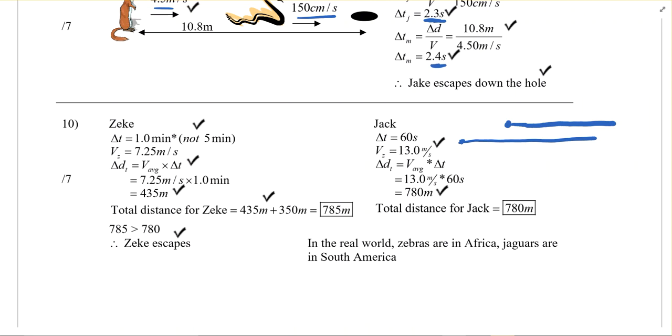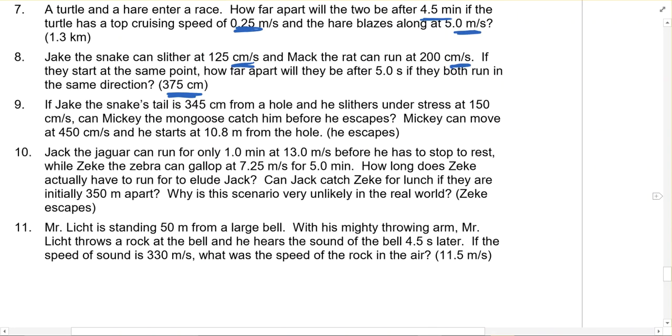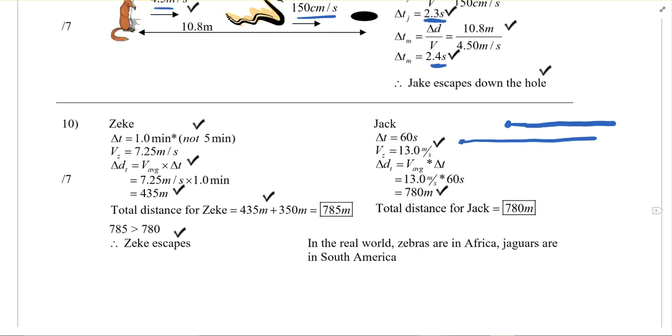the time for Zeke is going to be 1 minute, not 5 minutes, right? Because the question says that Zeke the Zebra can gallop at that many meters per second for 5 minutes. I don't really care about how long he can do that for because it only matters how long the Jaguar is running for. So we're going to use that time, not the 5 minutes. So we use 1 minute, we have that velocity, we figure out a distance of 435, but he started 350 meters already away from Jack, so we just need to add those two together. So in total, that's the distance.